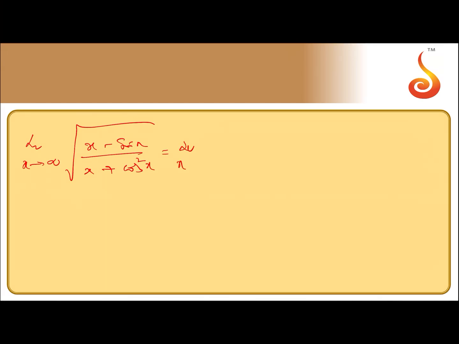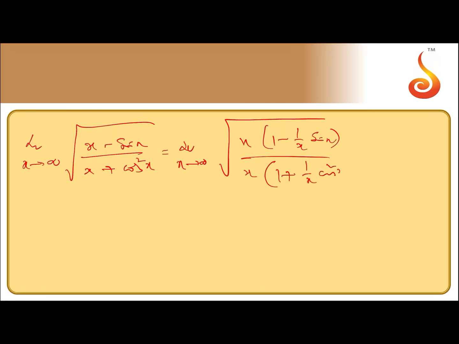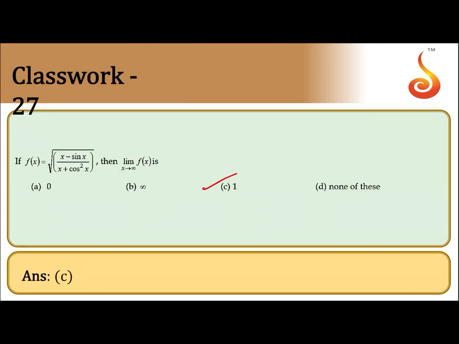So why don't you take x common here, in the numerator and denominator: x into 1 minus 1 by x sine x, divided by x into 1 plus 1 by x cos square x. Here, clearly see that x gets cancelled. As x tends to infinity, 1 by x goes to 0. 0 multiplied by a finite value will be 0. So therefore, 1 minus 0 divided by 1 plus 0 under root, that is equal to 1, is the answer. The answer is equal to 1. Clear? Right. So the answer is 1.